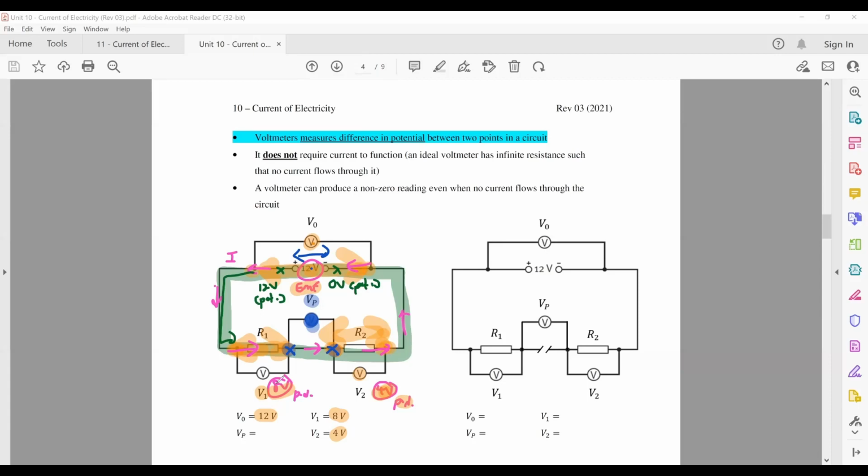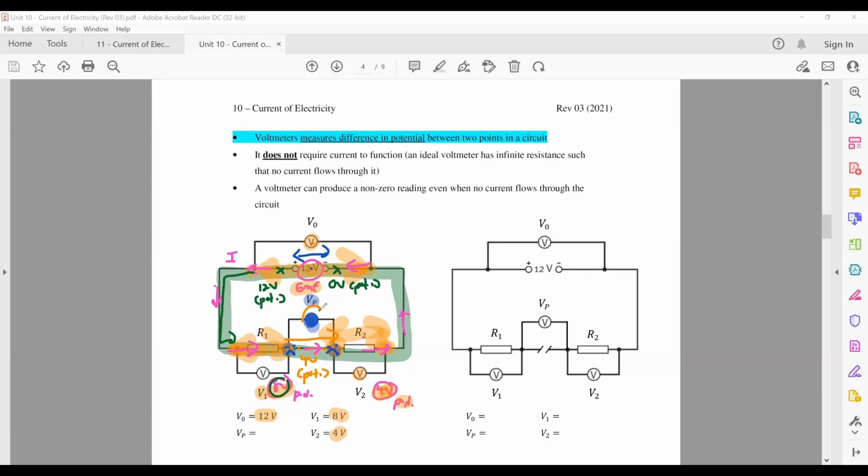So if your PD here is 8 volts, your potential here would be 12 minus 8 giving you 4, right? Here you will have 4 volts potential. But it will be constant from here all the way to here, right? Because you don't have any resistance in between. There's nothing that causes your electrical energy to drop. So here will be 4 volts, here will be 4 volts, here will be 4 volts. Basically throughout this entire length, it's always going to be 4 volts.